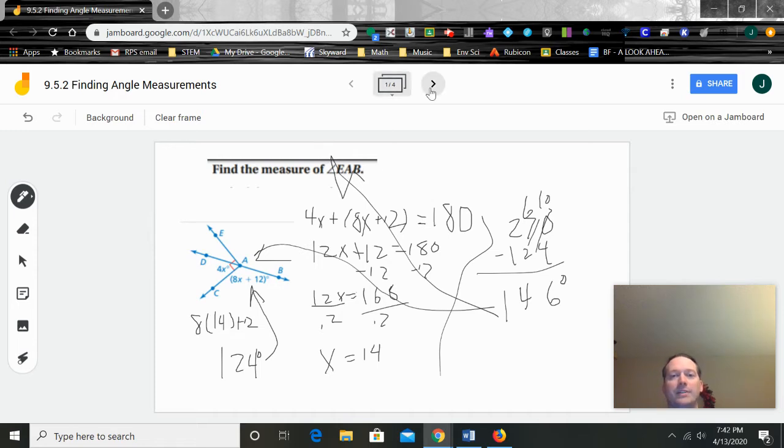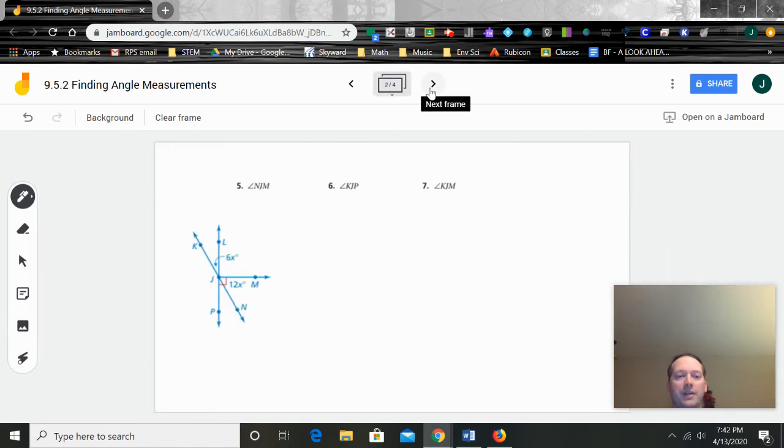Okay, let's go to the second one. This one looks a little bit complicated. I got 3 angle measures. Don't worry about it. The easiest thing to do is look at what you have. I have 2 intersecting lines right here, LP and KN. These 2 lines are intersecting, which means this angle and, right across from it, this angle are vertical angles. So if this angle is 6x, this angle is also 6x.